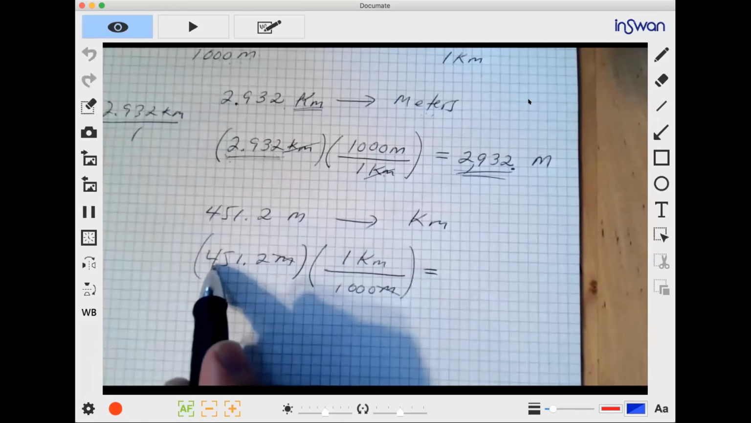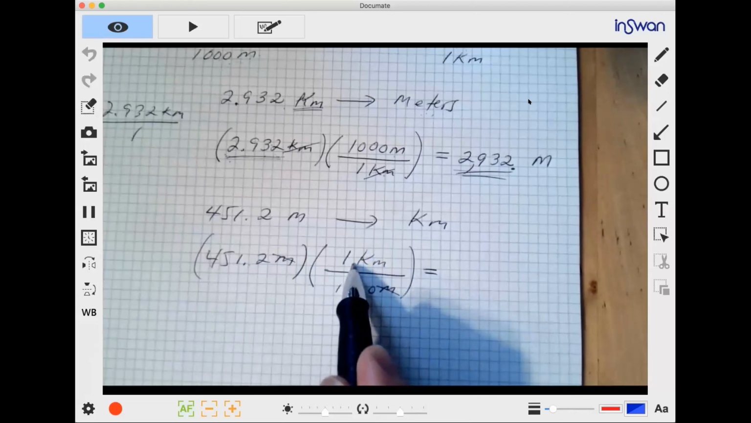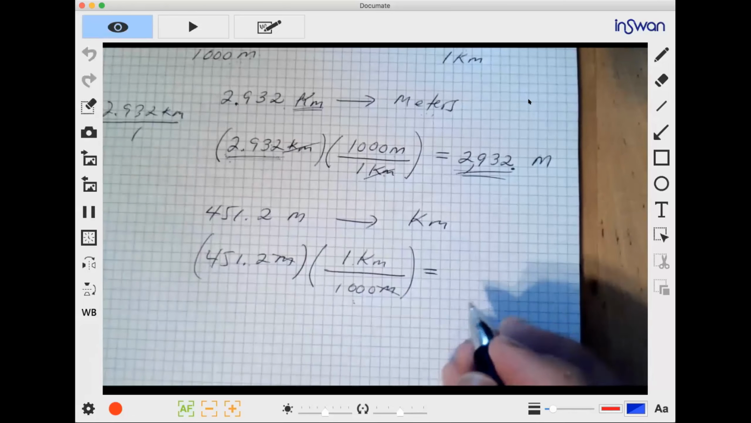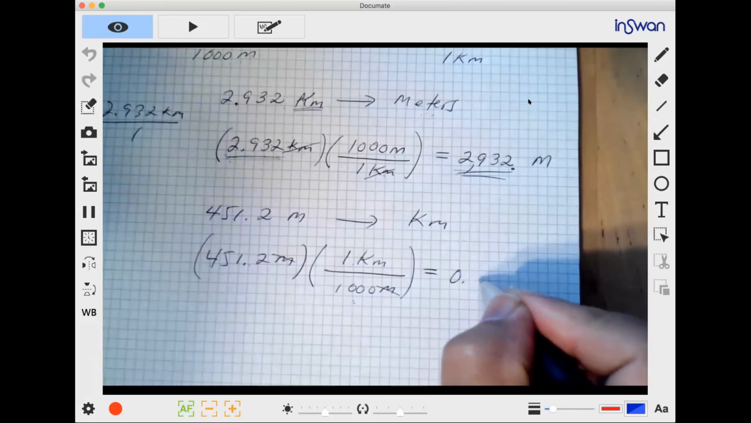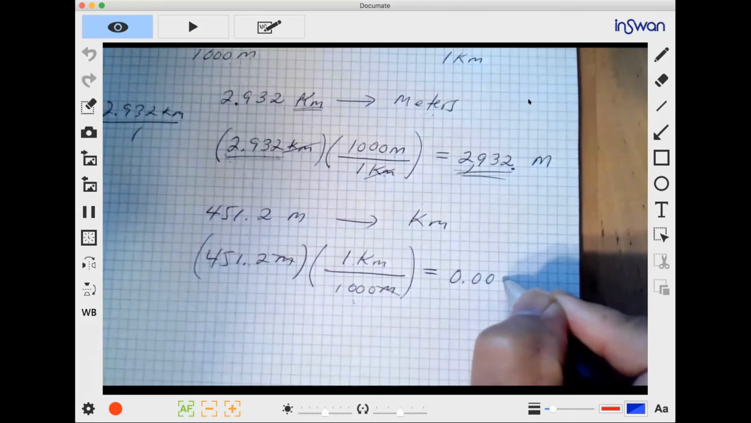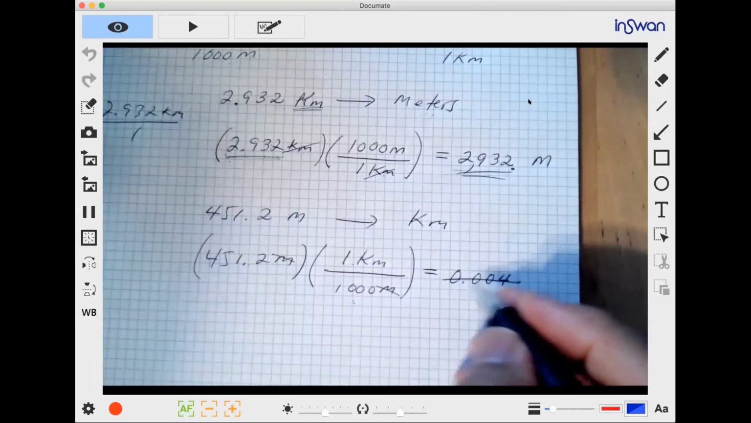And now I multiply 451.2 by 1, but then I divide by 1,000, because this is a denominator. And what that gives me, unless I make a mistake, is 0.004. Oh no, wait a minute. I'm making a mistake already.